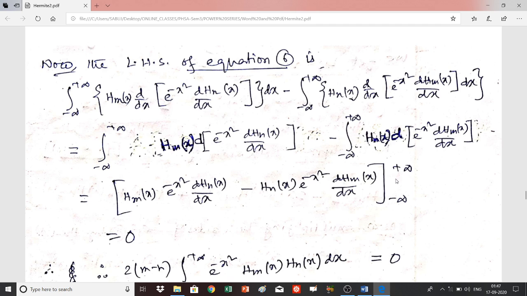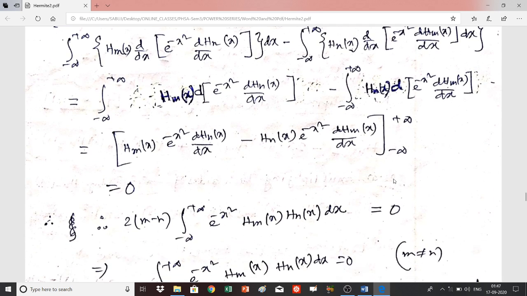This is evaluated from minus infinity to plus infinity. If you substitute the values of x, minus infinity and plus infinity, the term e to the minus x square gives 0 for both minus infinity and plus infinity. So if you use this in this expression, it will give you 0.